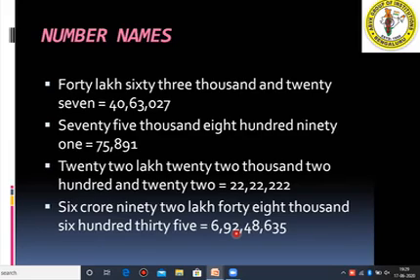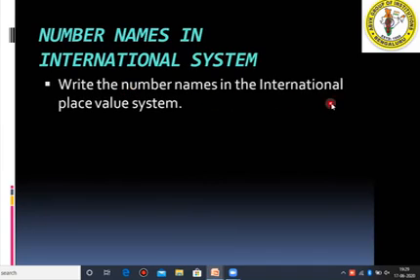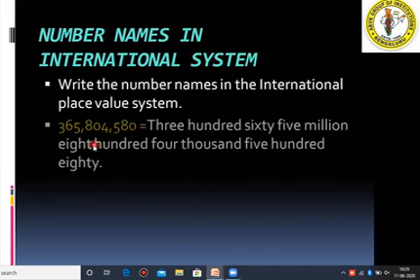So this is how we write number names in the Indian place value system. Next let us see how we write the number names in the international place value system. See, for example, the number 365,804,580.